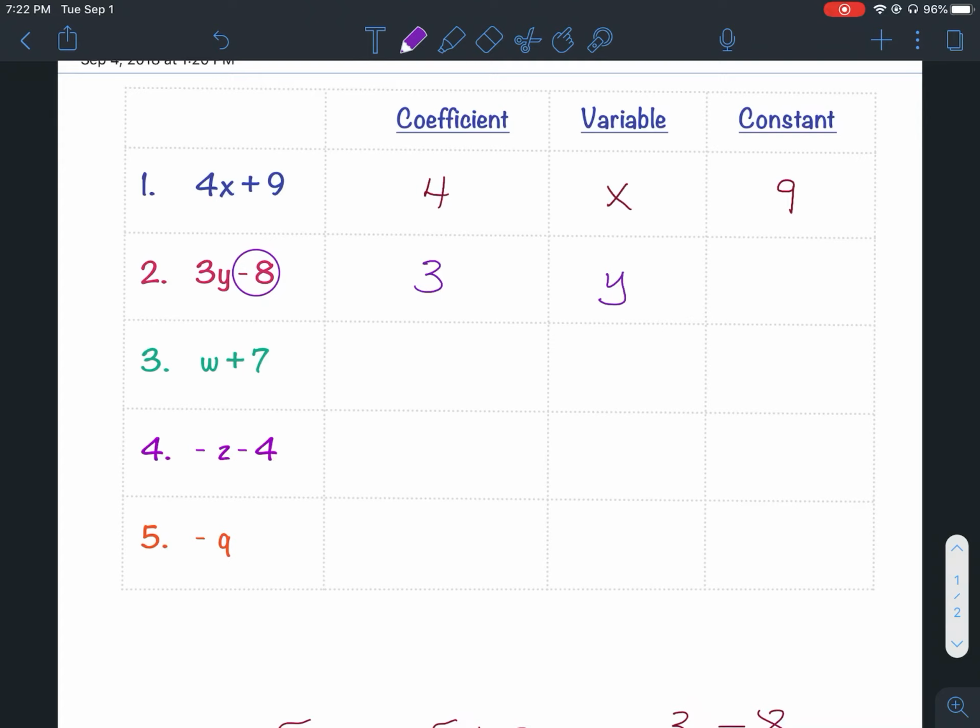In this case, it is the -8. Keep the sign in front of the number. That is a -8. For number 3, when there is no number in front of a variable, when you can't see a number, that number would be 1. So in this case, the coefficient is 1, the variable is w, and the constant is +7.